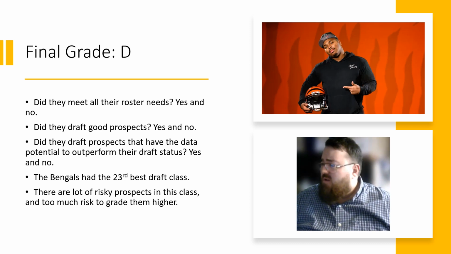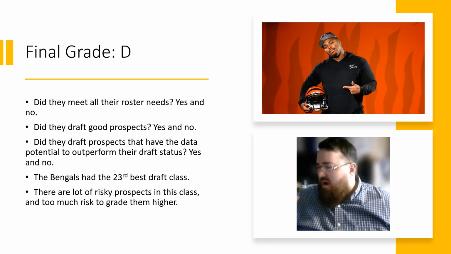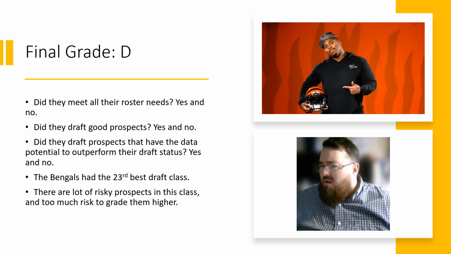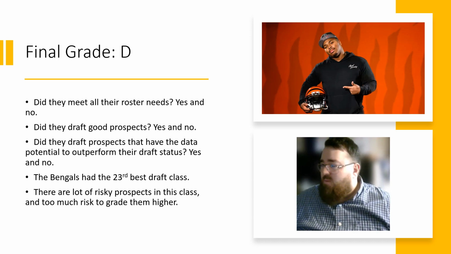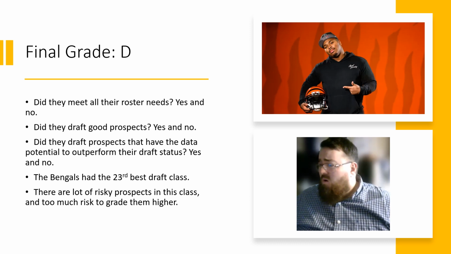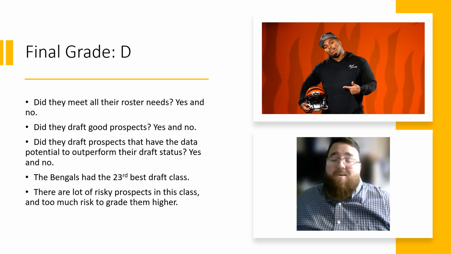Now, did they draft good prospects? Yes and no. They drafted some good ones. Amarius Mims is a good prospect. Matt Lee is a good prospect. Erick All, he's a good prospect. But all in all, it was yes and no, and some of them are iffy. So there's concerns there. Now, did they draft prospects that had the data potential to outperform their draft status? Yes and no. Matt Lee, for example, Erick All, for example. But overall, the Bengals had the 23rd best draft class. There are a lot of risky prospects in this class and too much risk to grade this class higher than what you would want.